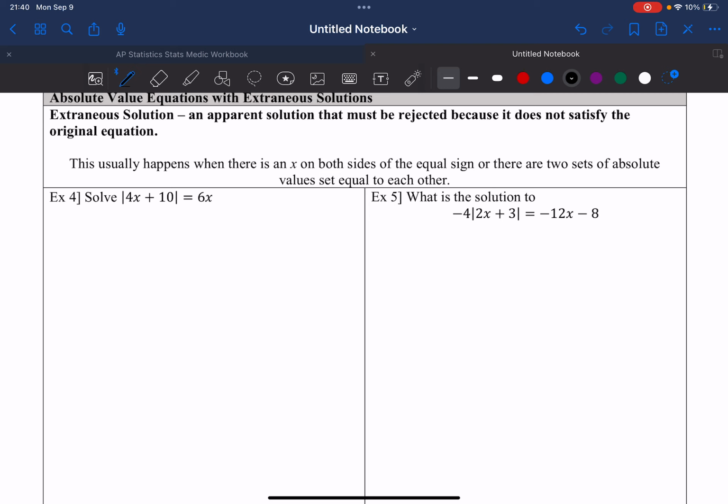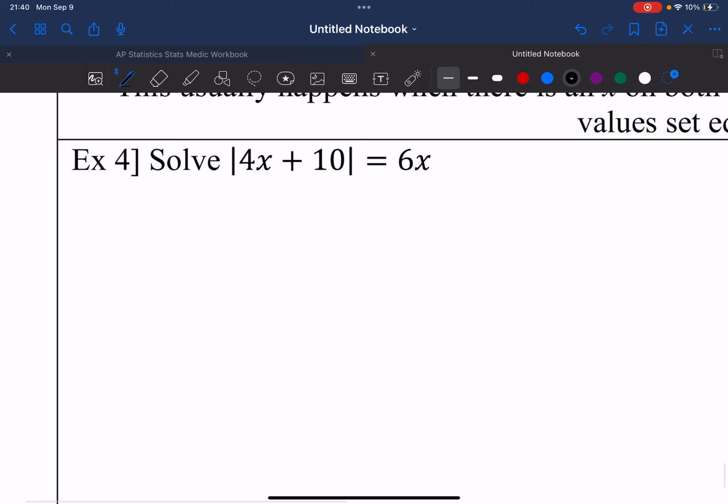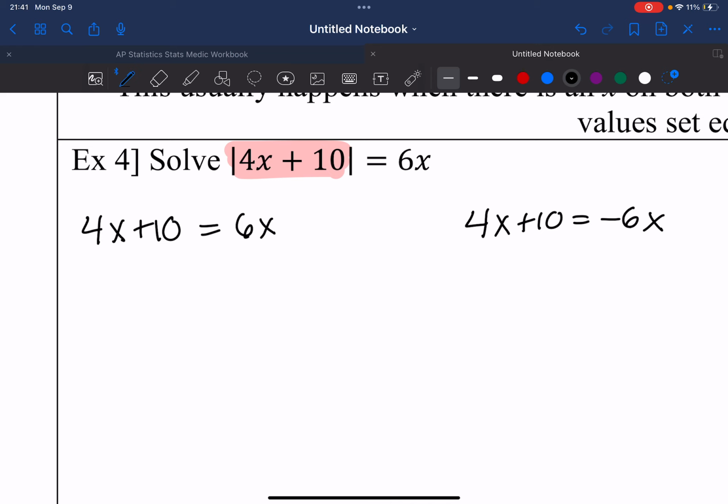If we get a false statement, then that answer is not correct, and we have to check the other to see if it could work. So for number 4, we have the absolute value of 4x plus 10 is equal to 6x. So we're first checking that our absolute value is by itself, which it is. Since it's by itself, I can go ahead and write my two equations. So I have 4x plus 10 equals 6x, and 4x plus 10 equals negative 6x.